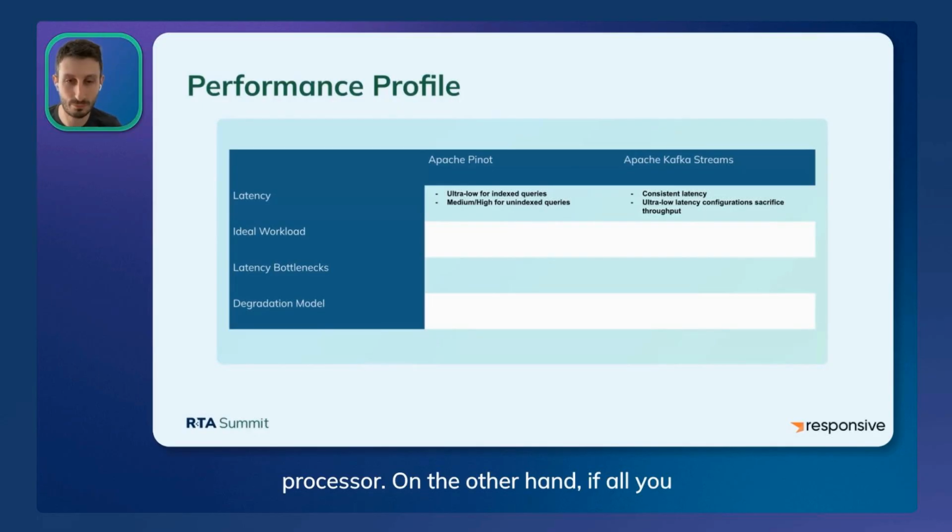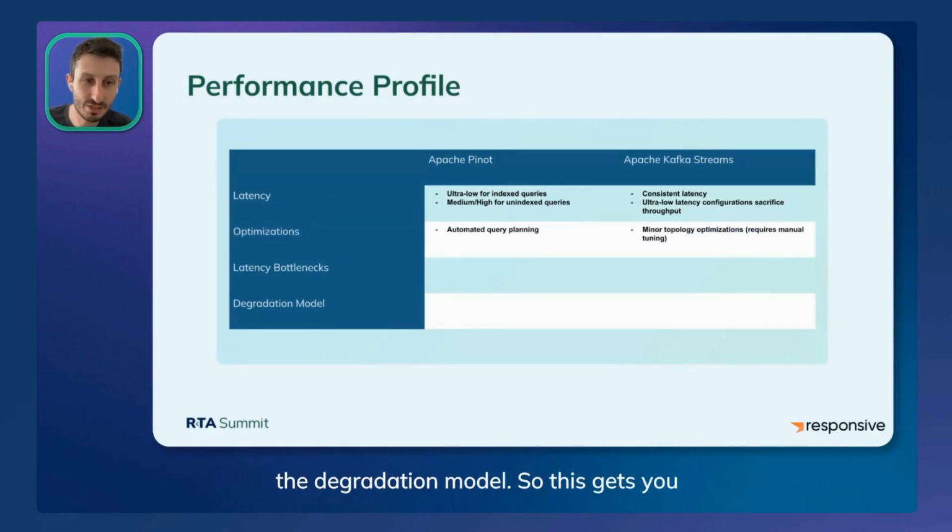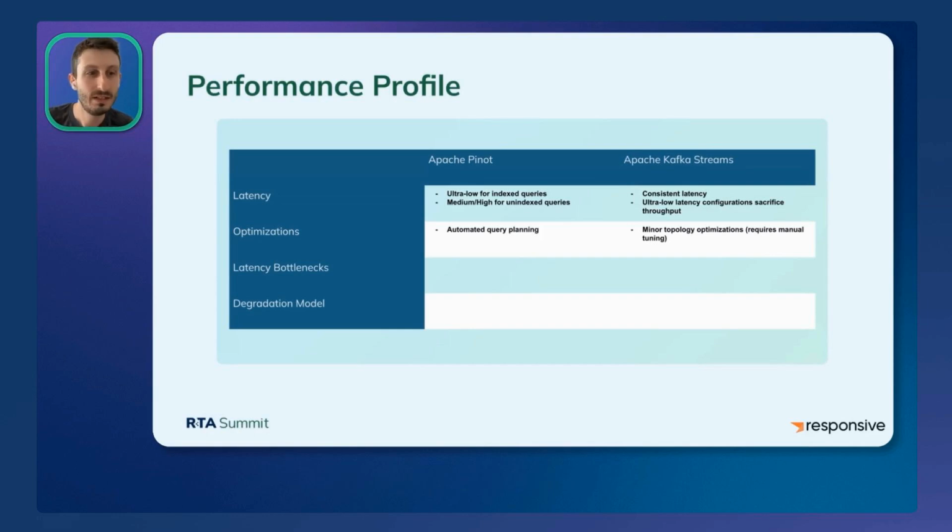On the other hand, if all you care about is very consistent latencies, the stream processing workload is probably going to get you the most consistent processing that you can have, because there's no increased load when there's more queries coming in. And I'll get to that later in the degradation model. So this gets you to your ideal workload, the kind of optimization profile.